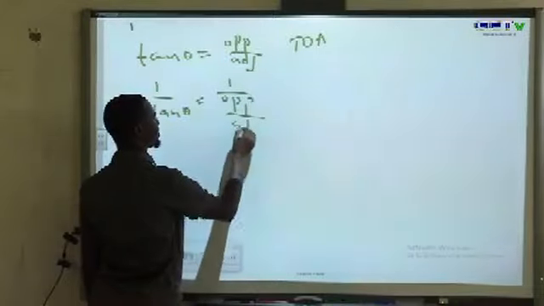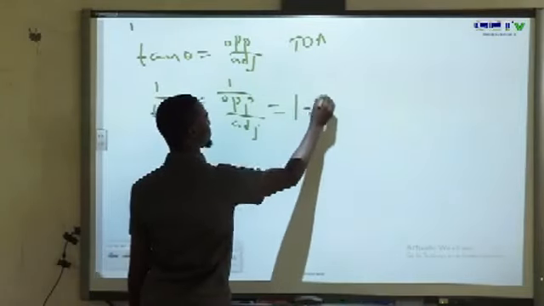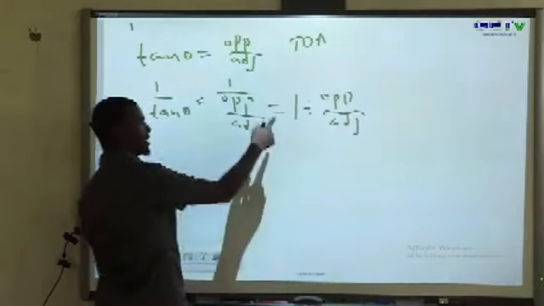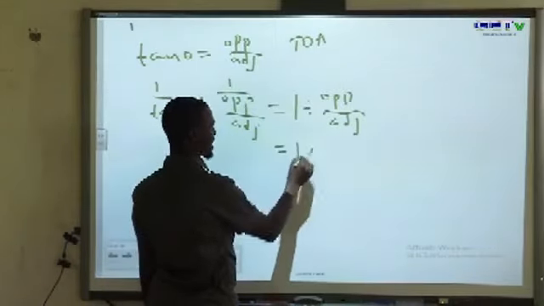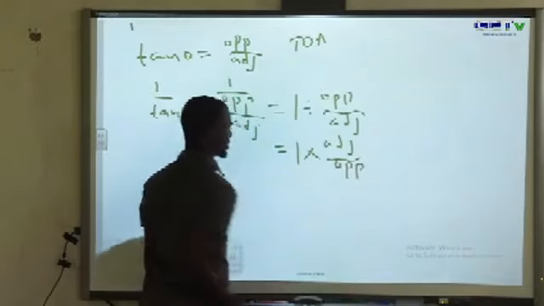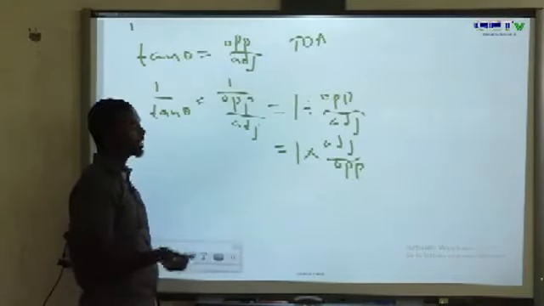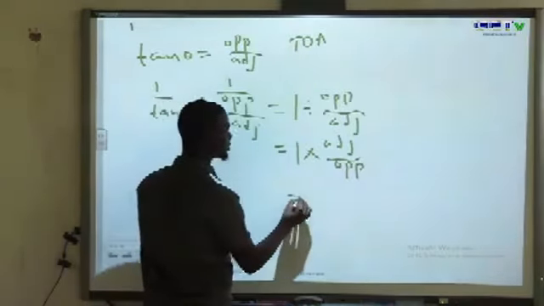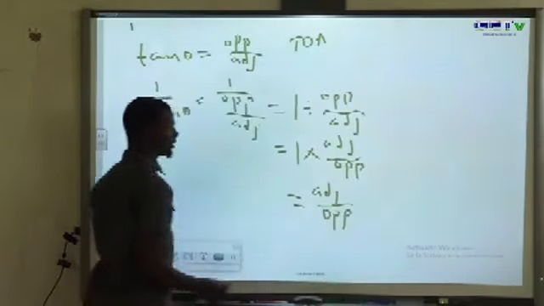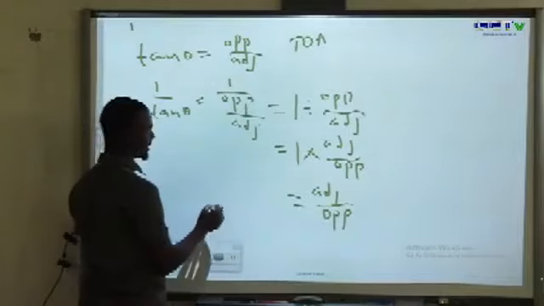Opposite over adjacent. So this will give us 1 divided by opposite over adjacent. Now we change the division to multiplication. This will be equal to 1 times adjacent over opposite. So 1 times adjacent over opposite is adjacent over opposite. 1 times any number is that number, or any number times 1 is still that number. So this will give us adjacent over opposite. So this is the reciprocal of tan, and the name for the reciprocal of tan is cotangent.